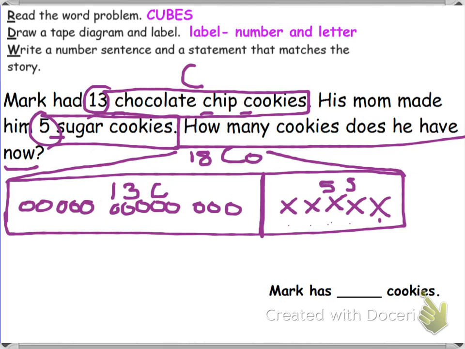So we just did D. We just drew our tape diagram and we labeled. Now we got to do the W. We write a number sentence. 13 plus 5 equals 18. And now my statement says Mark has blank cookies. Well, I know Mark has 18 cookies.